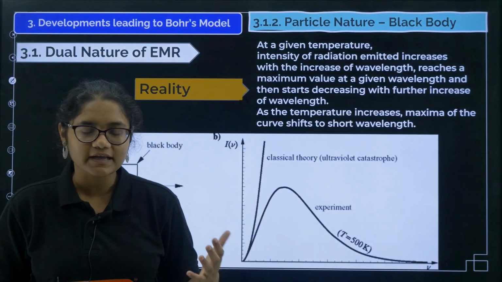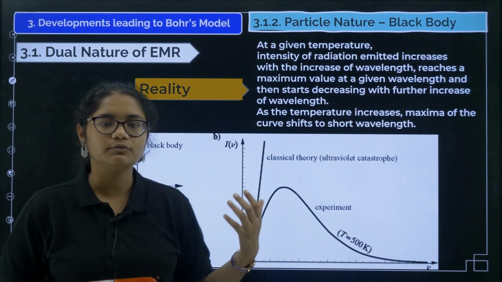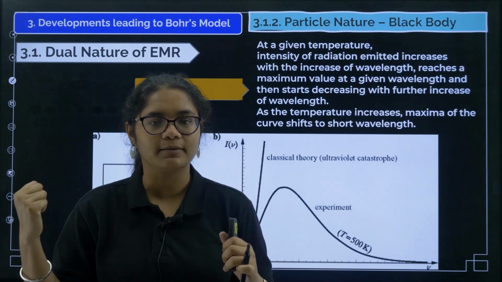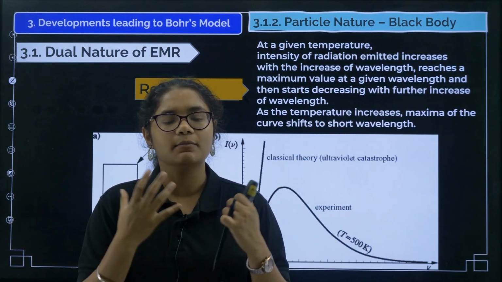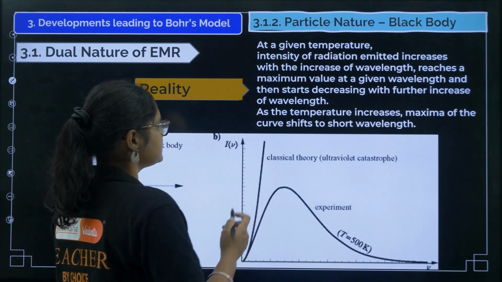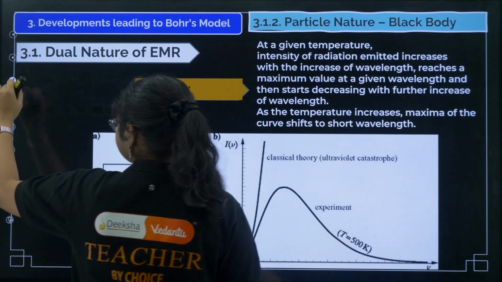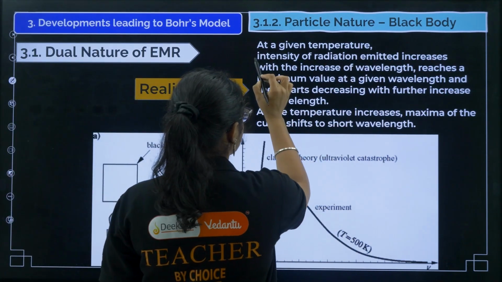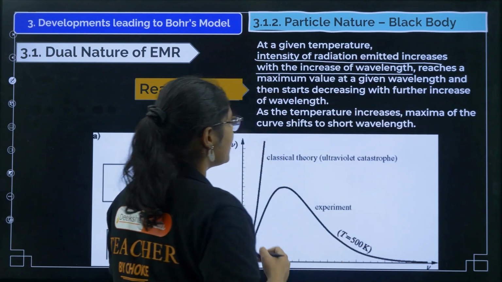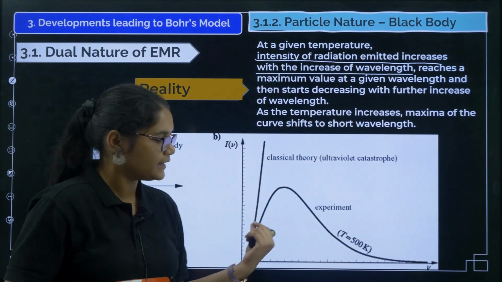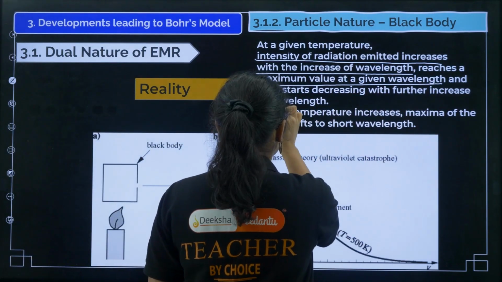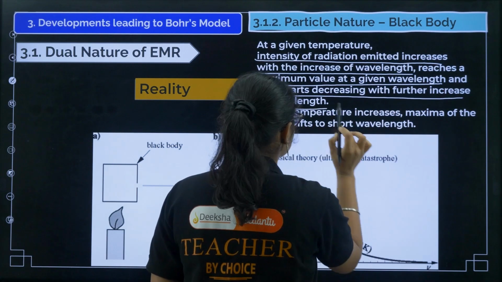So now let us understand what exactly was happening. This is what was expected: if you increase the temperature, high intensity radiations will be emitted, and from that we can get a huge amount of energy indefinitely, right. Now, the reality is like this. At a given temperature, the intensity of radiation emitted increases with the increase of wavelength, reaches a maximum value at that temperature, and then starts decreasing with further increase of wavelength.